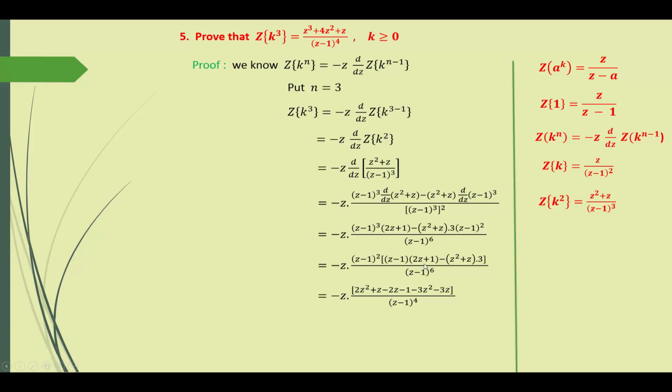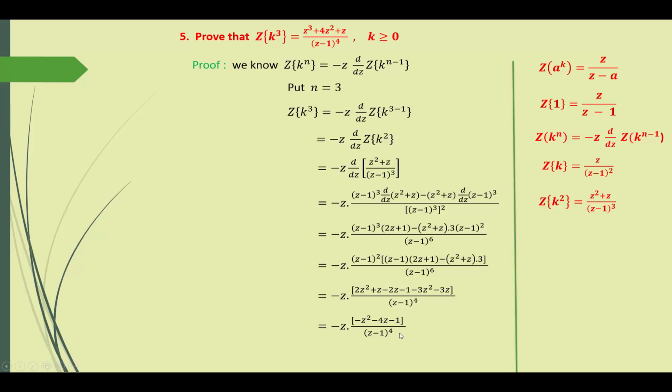Now in the numerator, open this bracket and take the product. Z into 2z is 2z square. Z into 1 is plus z. Minus 1 into 2z is minus 2z. Minus 1 into 1 is minus 1. Minus of 3z square and minus 3z. Now in the numerator, 2z square minus 3z square is minus z square, plus z minus 2z minus 3z is minus 4z, and minus 1, upon (z minus 1) raised to 4.